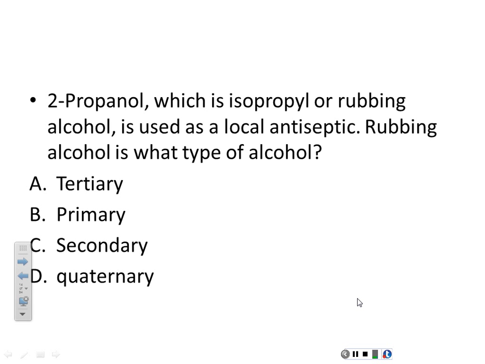See, 2-propanol. How will you draw 2-propanol? Like this, correct? 3 carbon, propanol. At second position you have OH. Now when you see primary, secondary and tertiary, pay attention. You focus on the carbon which is attached to the OH. You focus on this carbon. It's attached to 2 carbons. Since this carbon is attached to 2 carbons, it is a secondary alcohol.